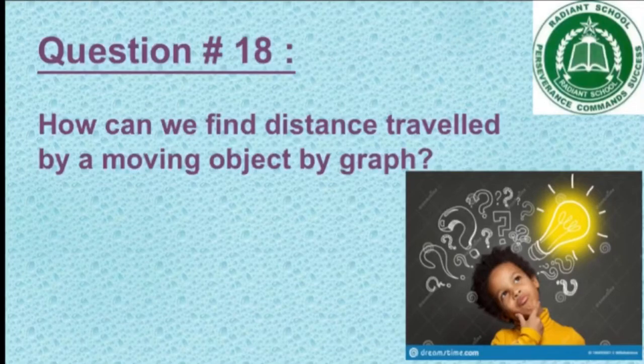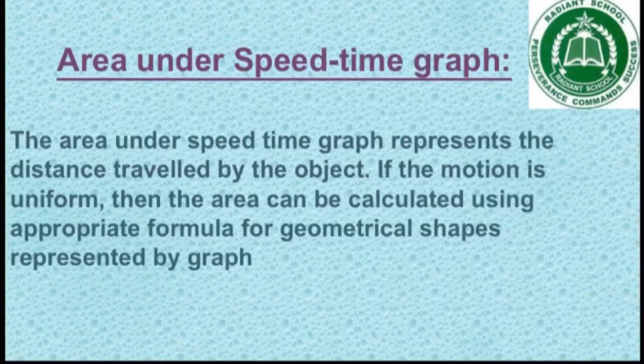Next is question number 18. How can we find distance? What is the unit of distance? It's meter. How can we find the distance traveled by a moving object by using the graph? Means if a graph is given to you, then how do you find out the distance traveled by the moving object? Okay, so in this question, a graph is given to you. I will show you the picture in the end. Area under the speed-time graph. The area under the speed-time graph represents the distance traveled by the object.